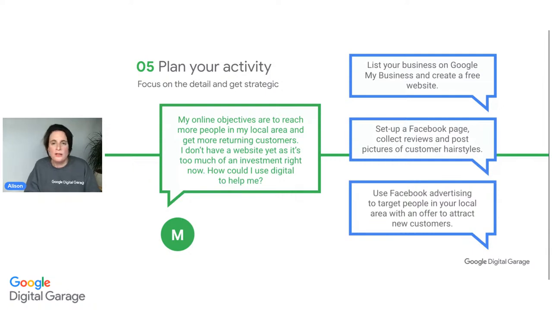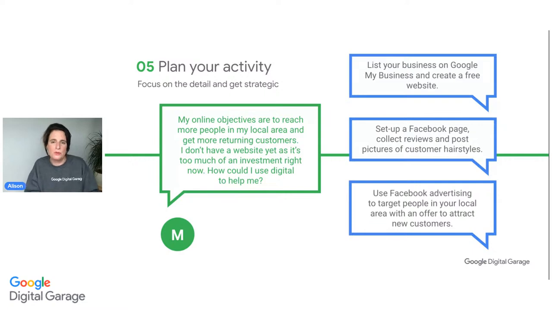Now, Max identified that their audience liked Facebook, so it makes sense to suggest that Max sets up a Facebook page and uses the Facebook page to collect reviews from customers and post pictures of customer hairstyles. So here's a hairdresser. That's going to be the type of content the audience is going to want to see. What is the result? How good a hairdresser is it? Do you like the cuts? Are the people happy with their cuts? What kind of reviews is Max getting?